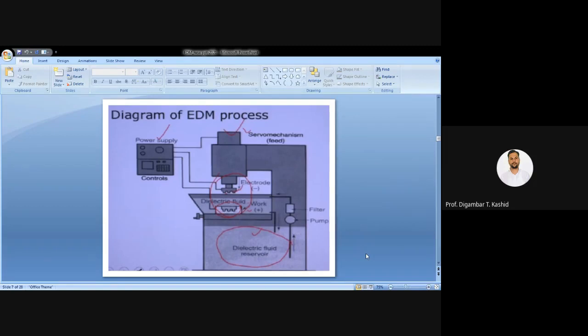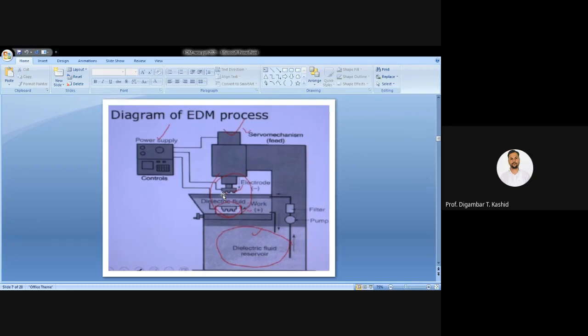Okay, now this is a dielectric chamber, along with the pumping unit and a filter that you can see there. From the reservoir you can pump the fluid, and after filtration you can provide it to the inter-electrode gap. Now this dielectric fluid's properties are conditioned and monitored.